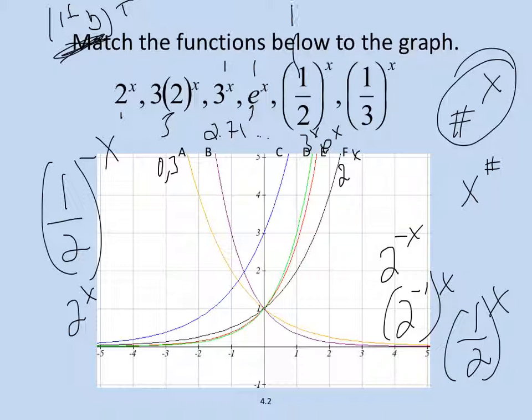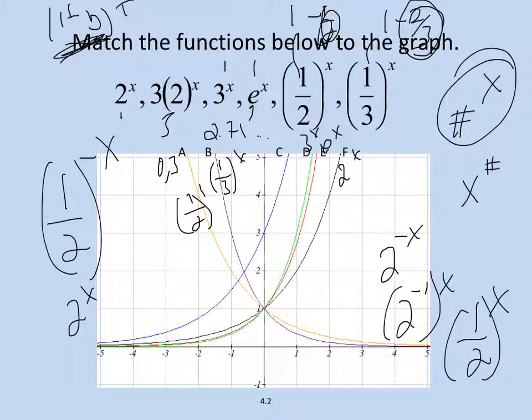Well, that would be 1 minus a half. This is going to be 1 minus 2/3. So the 2/3 function is decaying quicker, because that tells me it's losing. Only a third of it remains. It loses 2/3 every time x increases by 1. That's only losing a half. So that tells me this is going to be 1 over 3 to the x, and this is going to be 1 over 2 to the x.